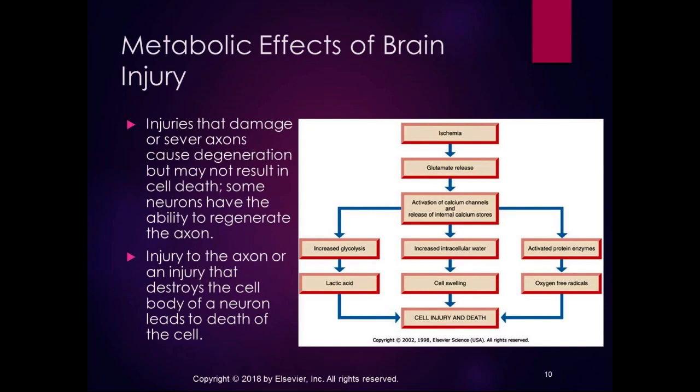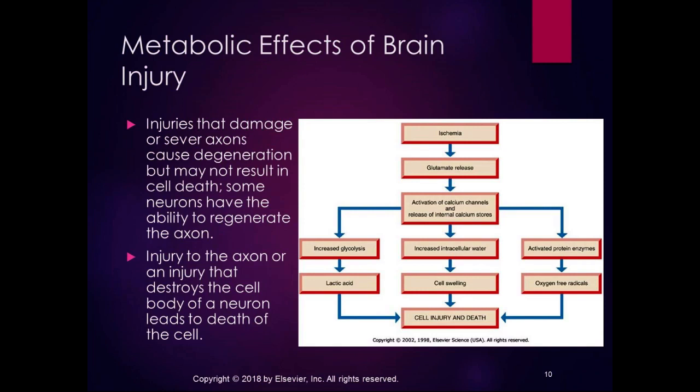When we were talking about the glial cells, I hit on this a little bit, but excitotoxicity is cell death that's caused by overexcitation of neurons, and that may add more damage. Injuries that damage or sever axons cause degeneration, but they might not result in cell death. Some neurons have the ability to regenerate their axon, and we'll talk about the factors in that. Injury to the axon or injury that destroys the cell body of a neuron leads to cell death. So this is a little chart from the book.